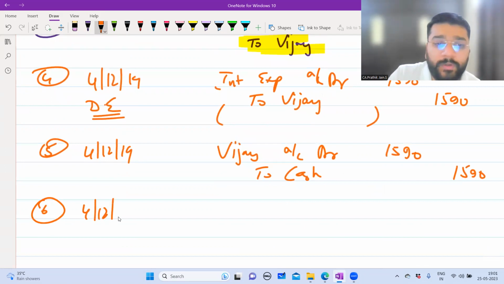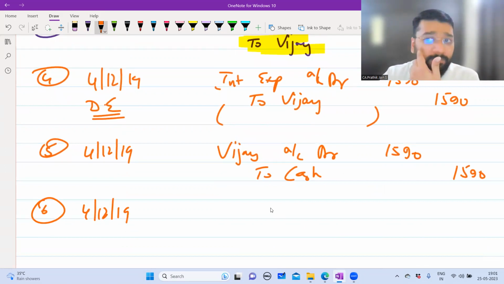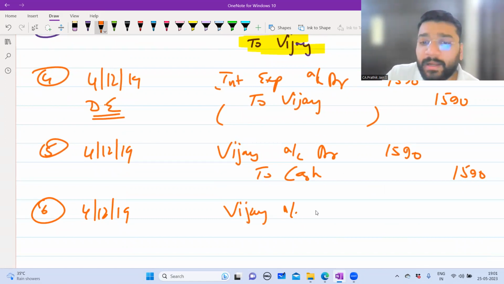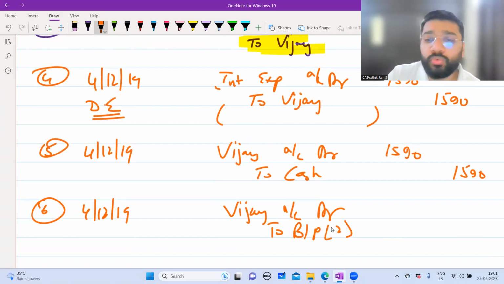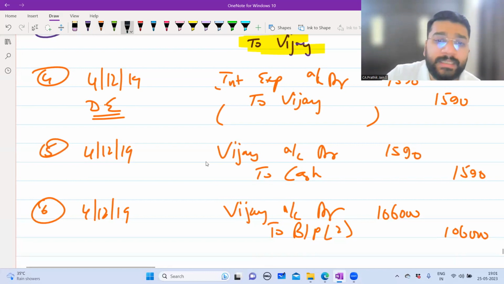New bill. 4/12/2019, we are giving a new bill to Vijay. So to that extent, I can close Vijay's account. So Vijay's account debit to bills payable 1,06,000 rupees. Now you may ask a question, sir, can we combine the fifth and the sixth entry together?